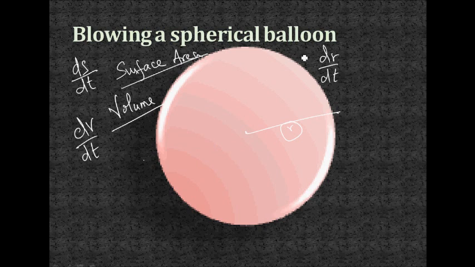So the question could give anything and ask for any other rate, but you need to know the volume and the surface area of a sphere. You know that the volume of a sphere is 4/3 pi r cubed, and the surface area is 4 pi r squared. You need to know this so that you can make the equation, then find the derivative, and then substitute the values.